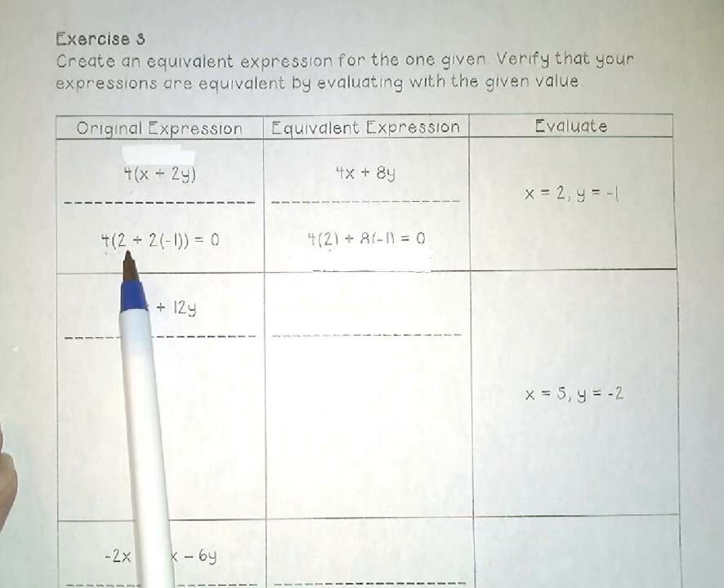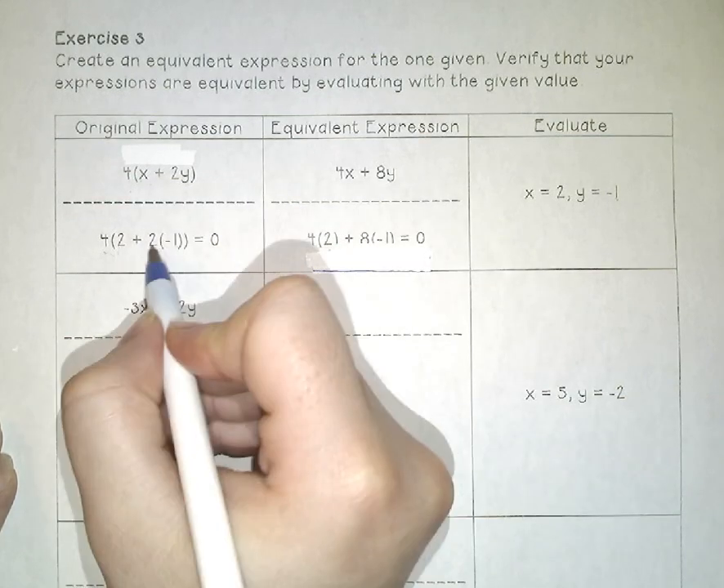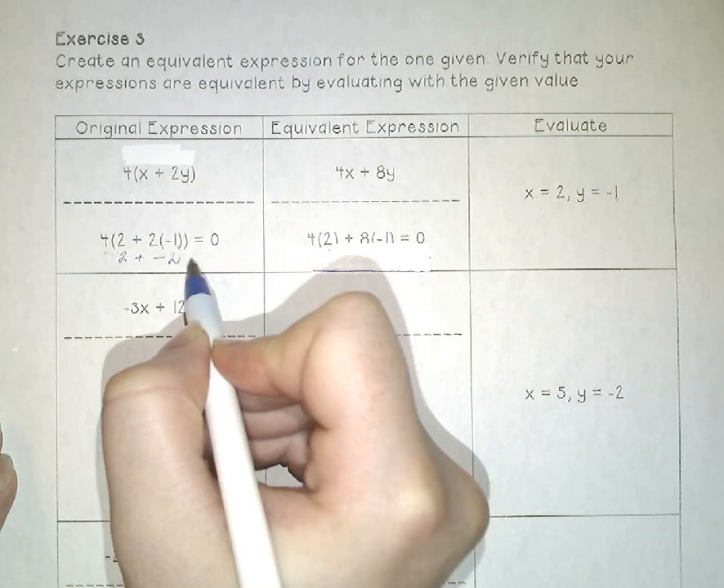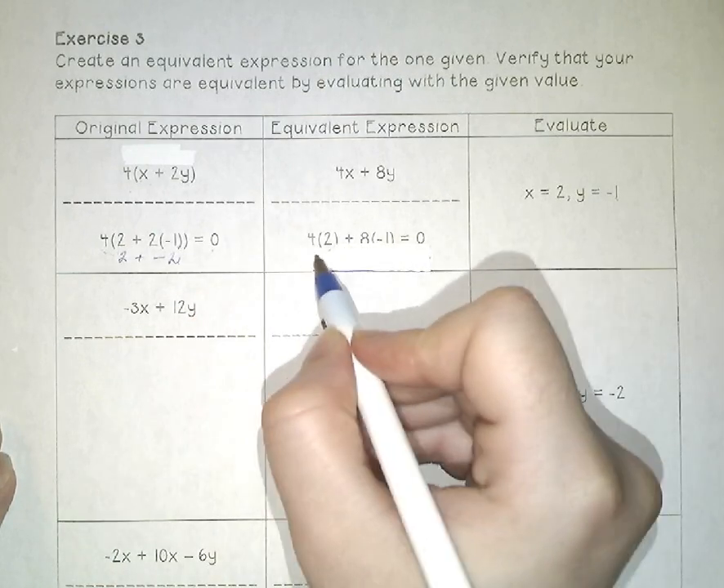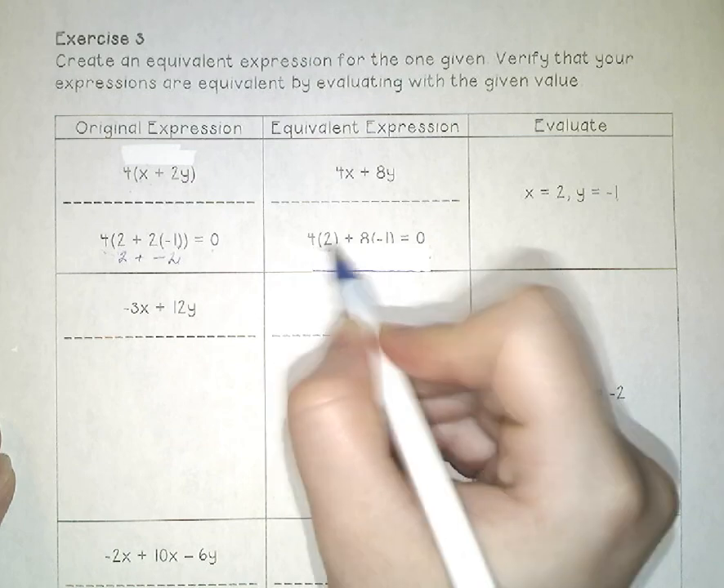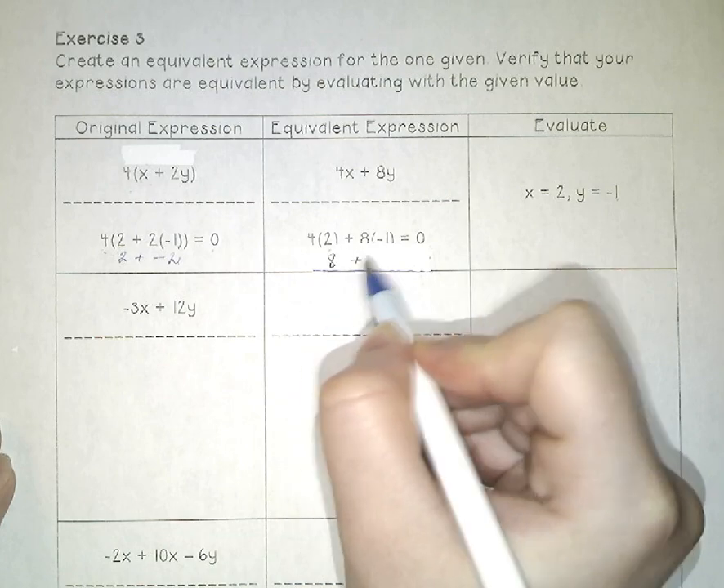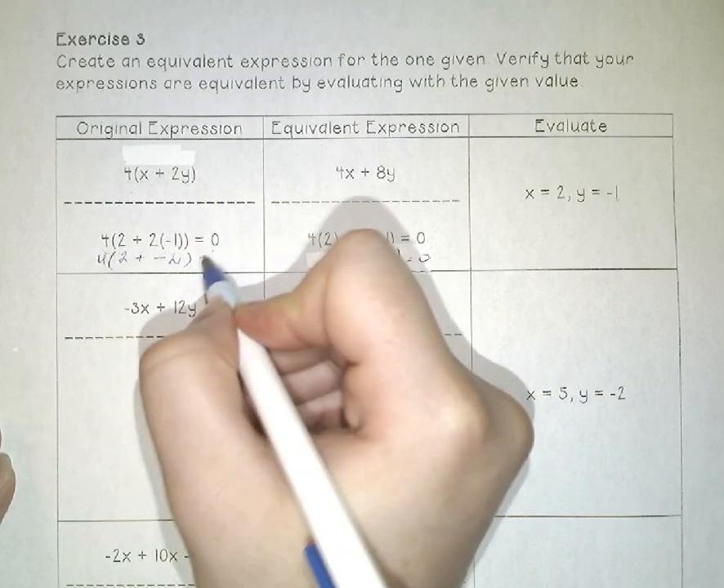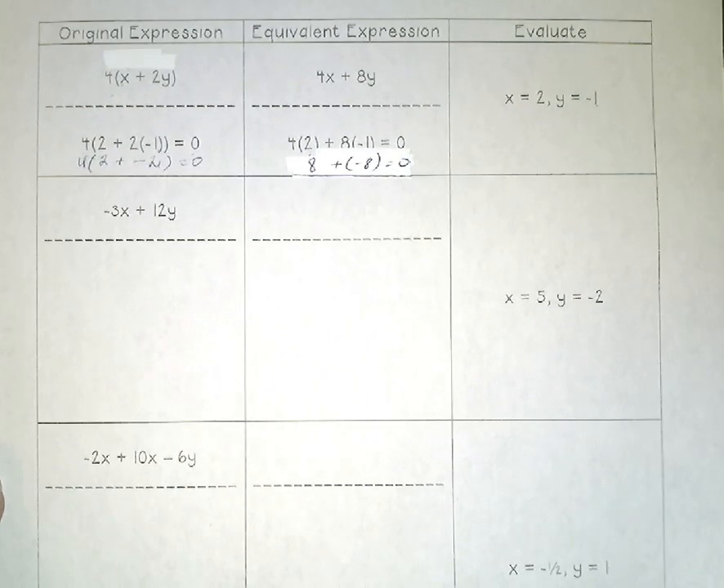So 4 times 2 plus 2 times -1. Okay, so 2 times -1 is -2, right? 2 plus -2 is 0, and 0 multiplied by 4 is 0. And that works. 4 times 2 is going to be 8. 8 times -1 is -8. So you will have 8 plus -8, and that is also 0. So that was your example. Now, let's look at the next one.